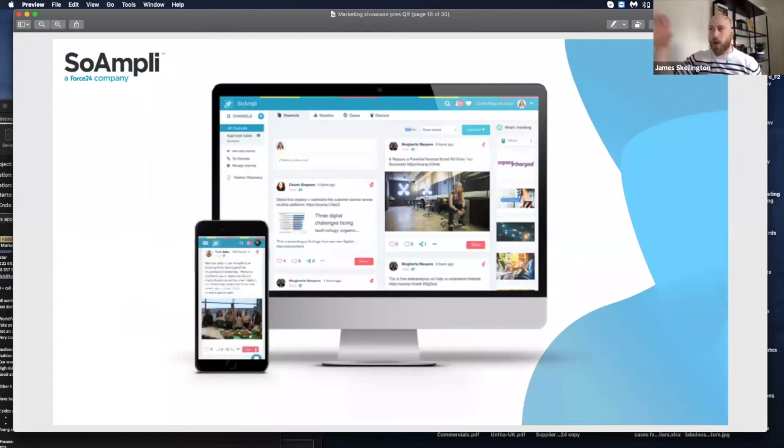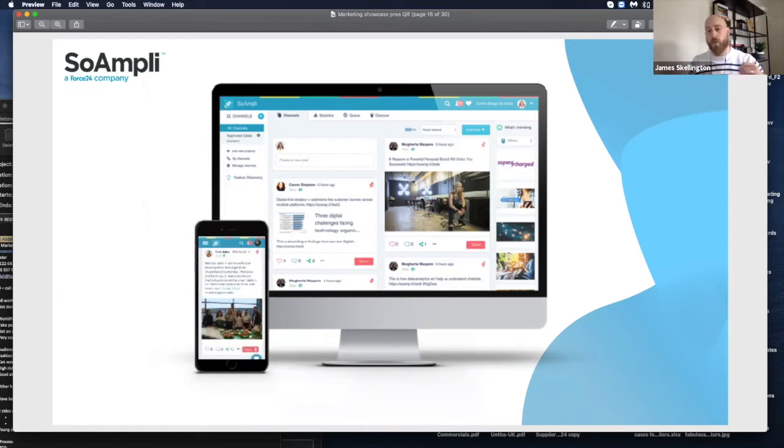If I talk you through the platform, just a couple of stills here, just to give you some understanding of how this works. Within the channel component of SoAmpli, what you have here is effectively a content hub. Our marketing team, our PR team, and trusted individuals within the business create content, and it becomes a hub here where I can log in and have access to it and then choose which channels I share through.